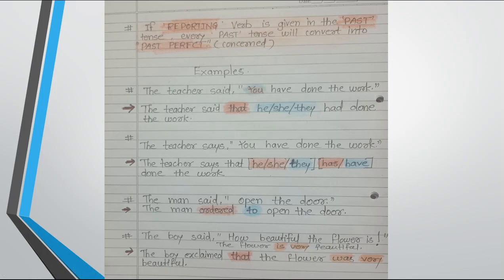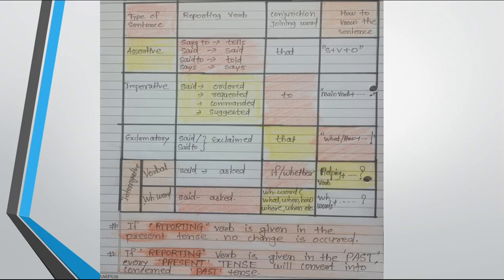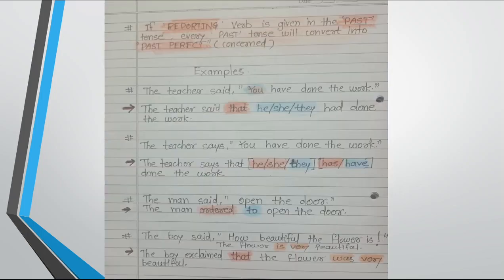Why? Because in you have done the work, you is the subject, and the SVO form is followed here, so it is an assertive sentence. An assertive sentence is joined with the help of that, and if said to is there, it will convert into tells. If said is there, said will remain as it is. If said to is there, then it will convert into told. But here only said is there, so I have to take it as it is. The teacher said that he or she or they had done the work. So have, the present perfect, will convert into past perfect.